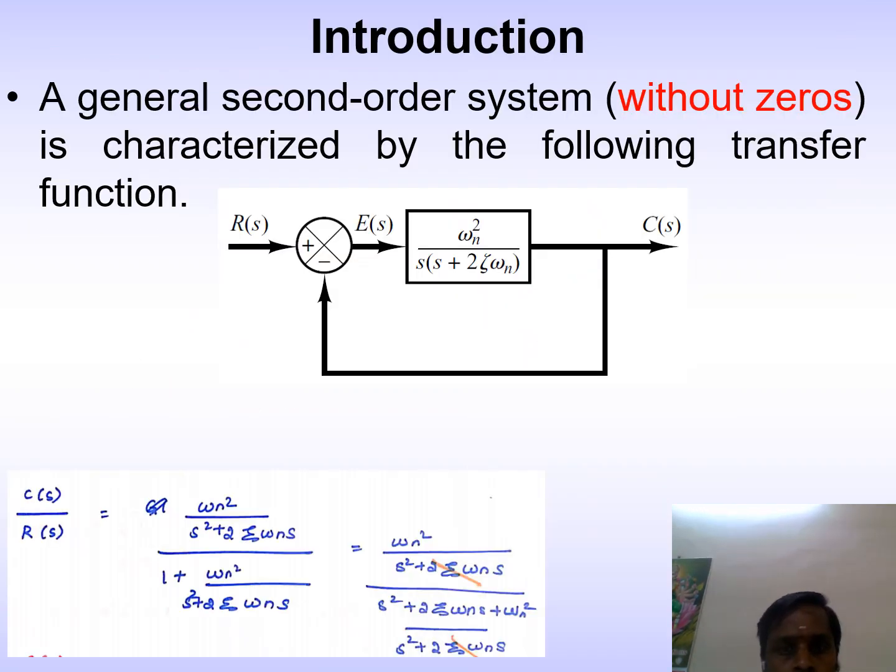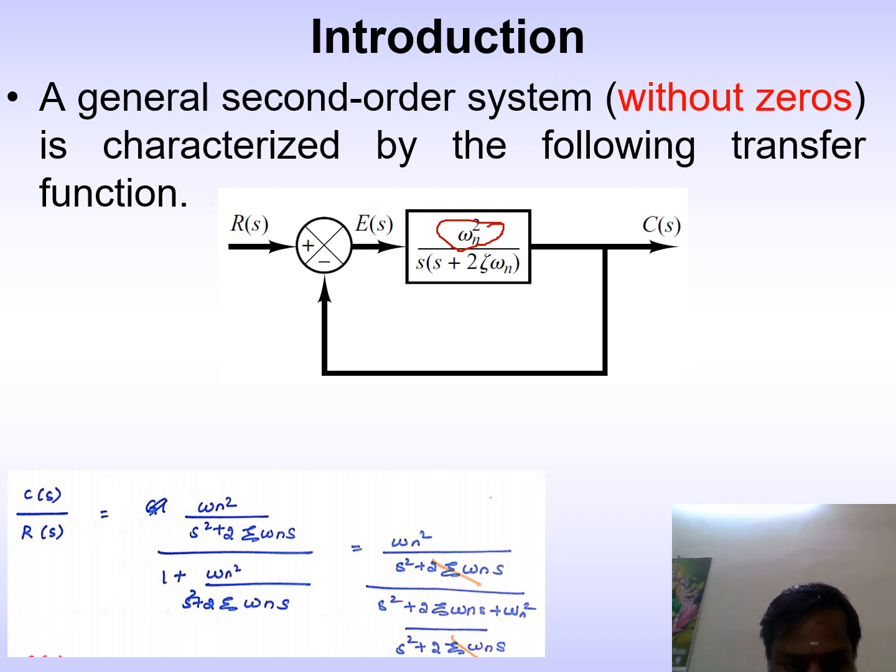Okay. So in this class we will discuss the second order system. Later we will consider the standard transfer function for the second order system without zero, that is, there is no zero component in the system. Open loop transfer function for this one is omega n squared divided by s into s plus 2 zeta omega n. We are going to find the closed loop transfer function.